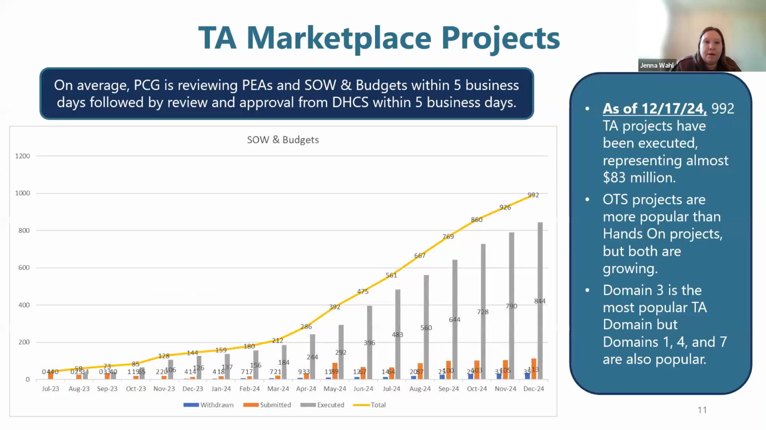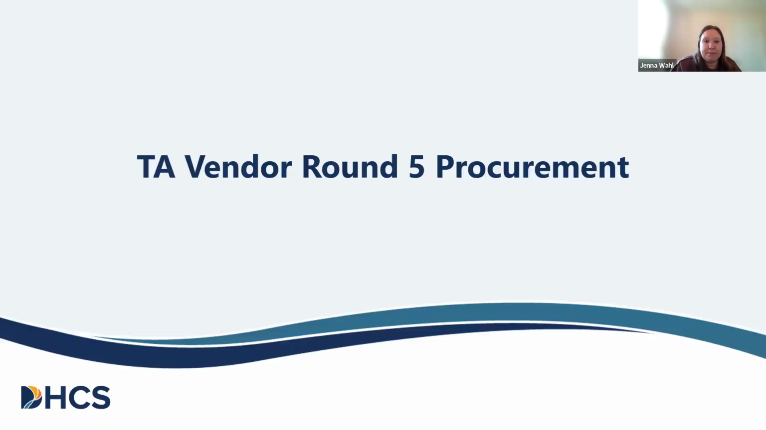For our marketplace projects to date, we are happy to share that we are close to 1,000, or close to 900, apologies. This should say that 992 projects have been submitted. Close to 844 have been approved, representing $83 million in executed funding. We are currently still aiming to review and approve within those 10 business days. If you have any questions and concerns around a specific project, please feel free to reach out to the TA Marketplace email address.